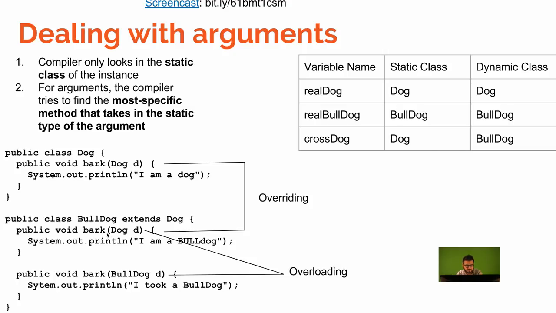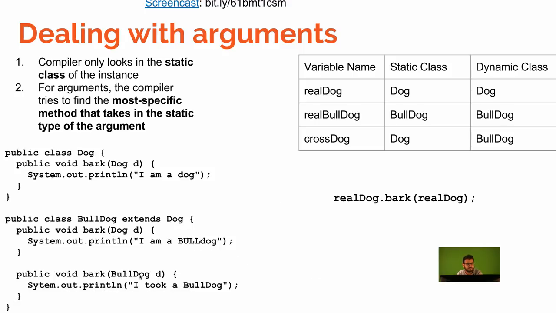This is overloading because you have two methods with the same method name, bark, and the same return type, void and void, but what they take in is different. So this one takes in a dog, this one takes in a bulldog. This is fine, this is allowed. It's called overloading. Okay.